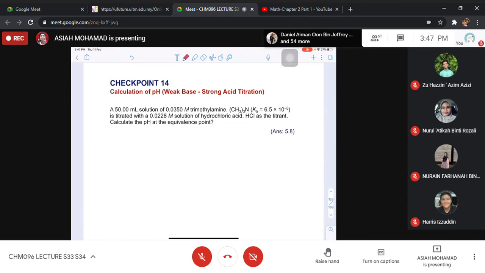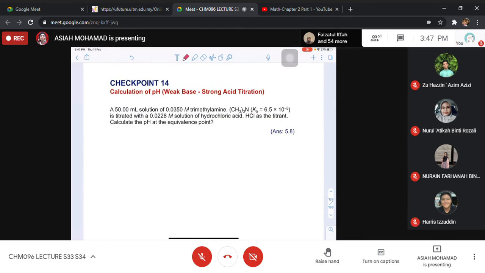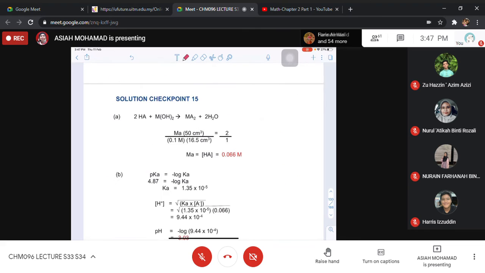So the concept is the same. It means you just go to the salt, and then you dissociate the salt and choose which ion will further hydrolyze in water. Okay, so later try to do this checkpoint. Okay, checkpoint 15.